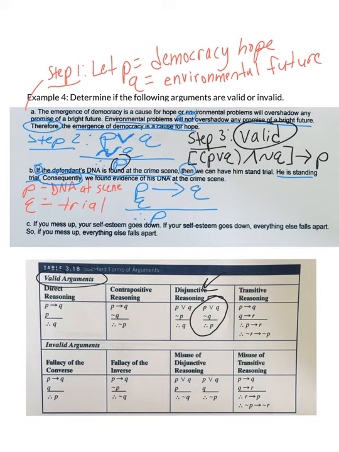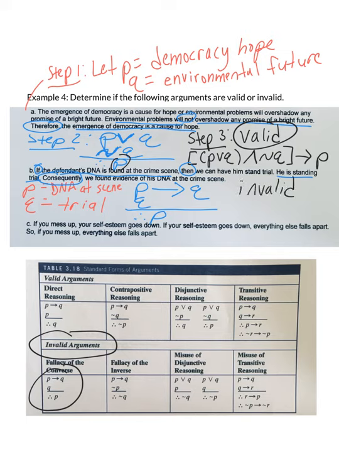Look for an exact match, or at least a match of the concepts. So I'm looking, and we do have an exact match on the bottom left corner. And this is the bottom row, which is the invalid argument row. So the final answer would be invalid. If they ask why, by fallacy of the converse.